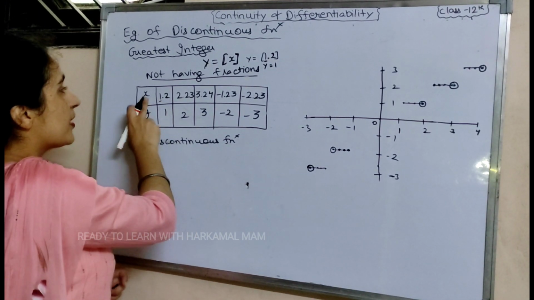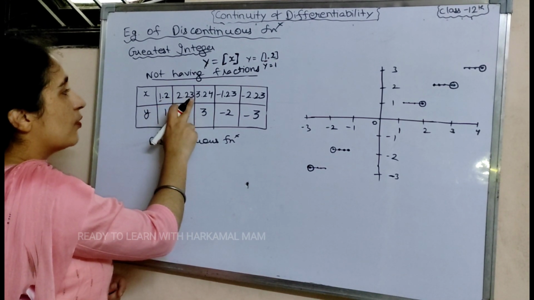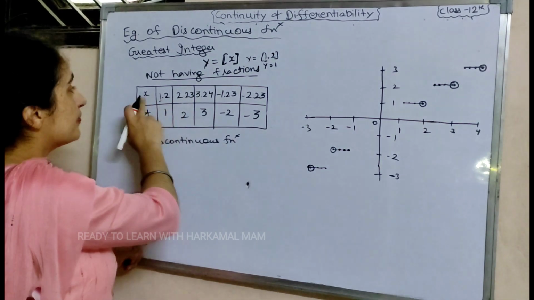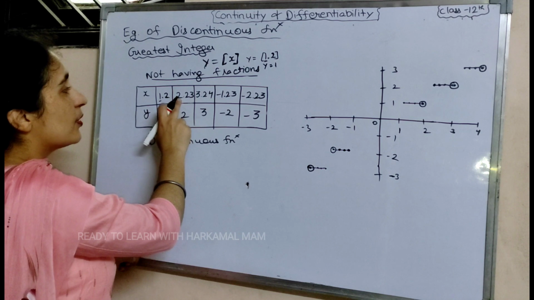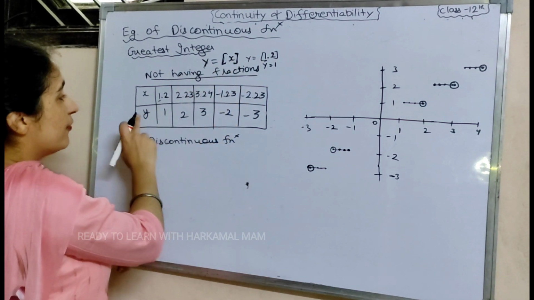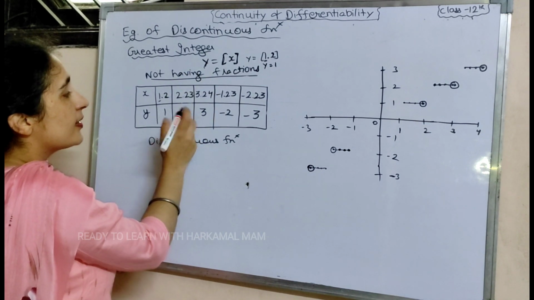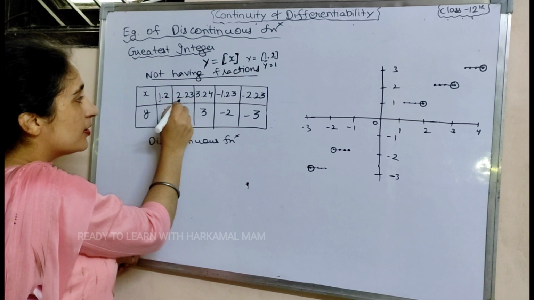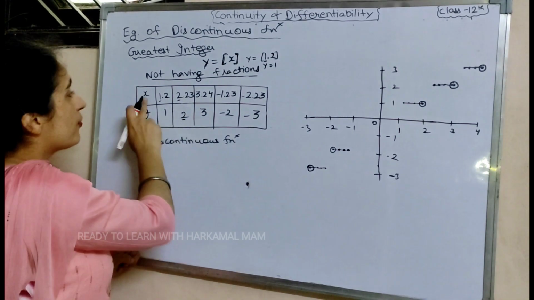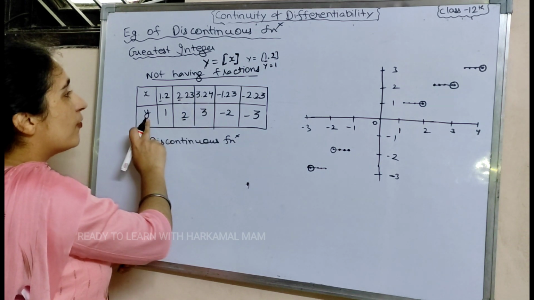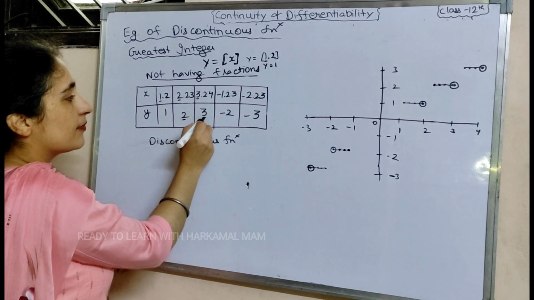Okay, when we take x is equal to 2.23, any value, 2.24, 2.25, any value, we get the value of y is, it shouldn't have any fractions, so that's why it becomes this 2. So when we take x is equal to 3.24, we get the value of y is this 3.